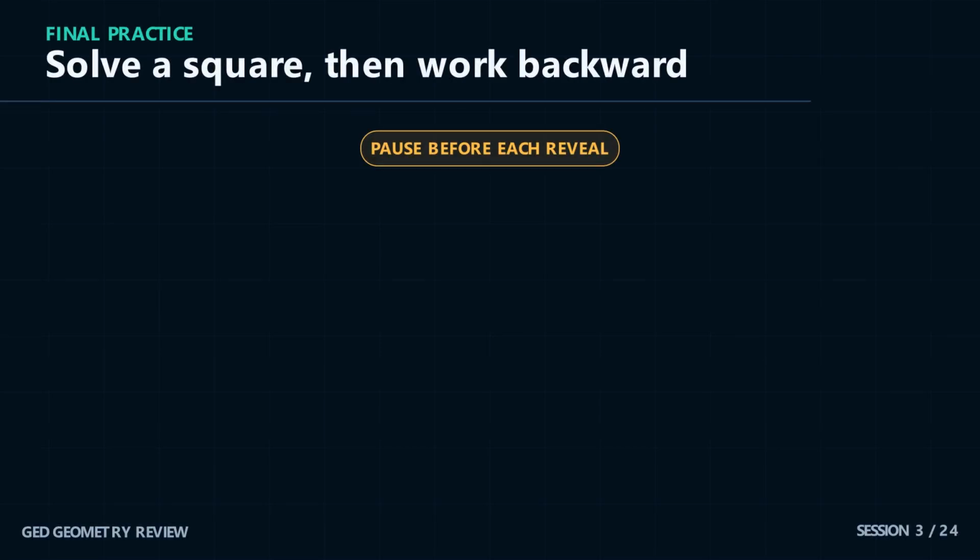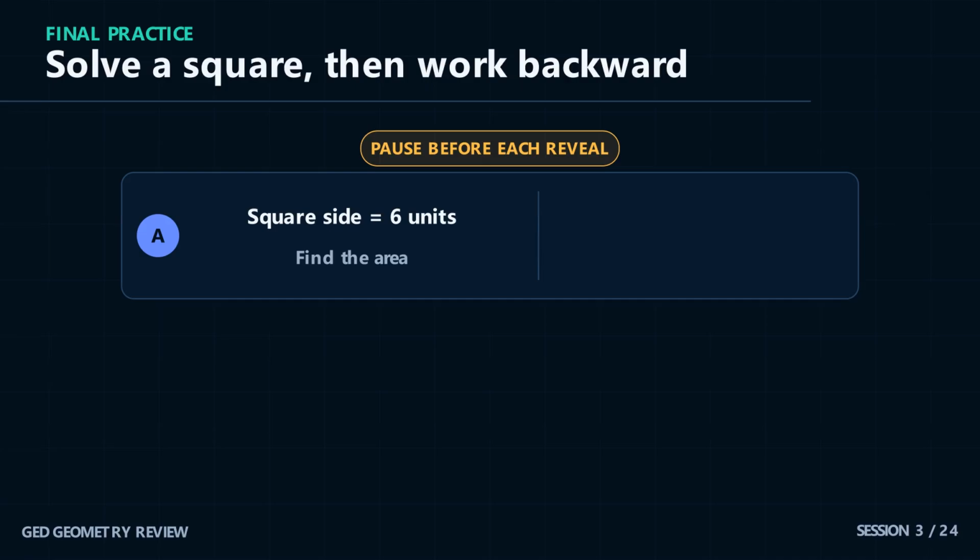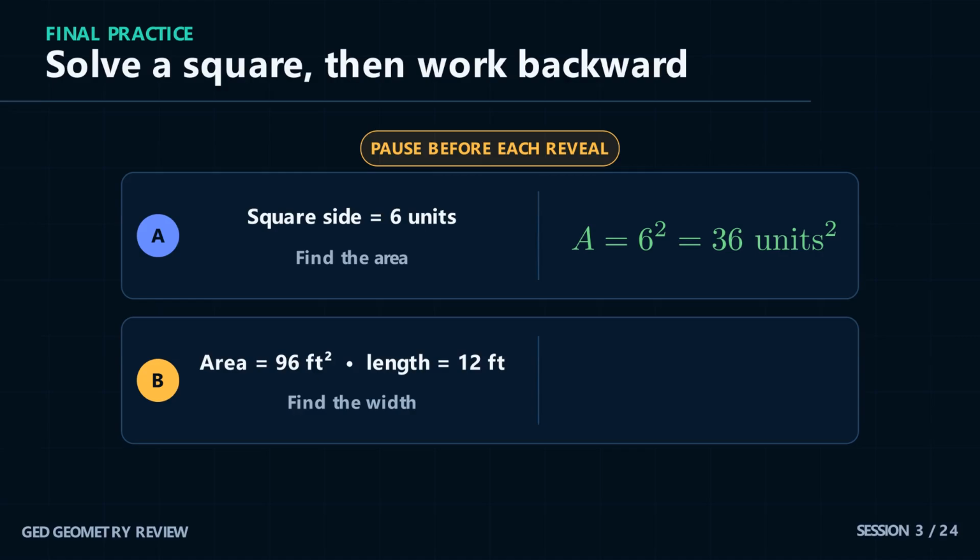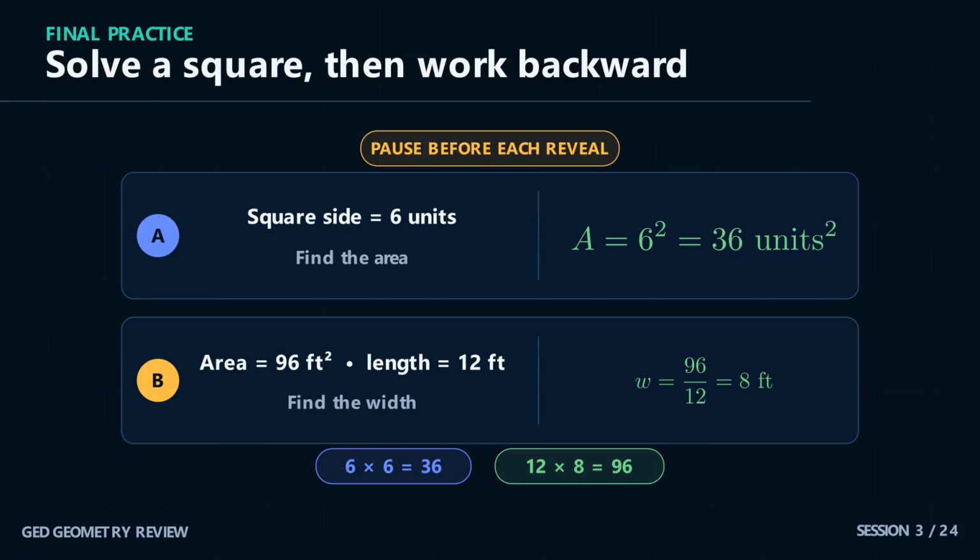Final practice. First, a square has side length 6 units. Pause and find its area. Area equals s squared, so 6 times 6 gives 36 square units. Now, a rectangle has area 96 square feet and length 12 feet. Find the width. Divide area by length. 96 divided by 12 equals 8. Because width is a length, the answer is 8 feet, not 8 square feet. Multiply 12 by 8 to verify the original area.